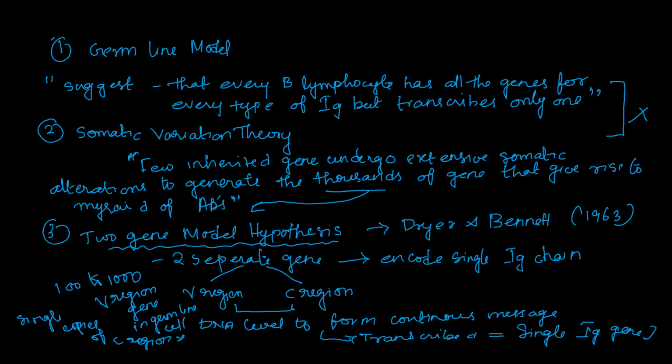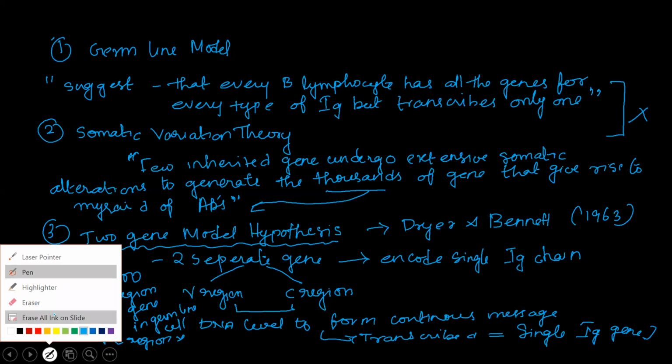Another theory which was put forward was the two gene model hypothesis, proposed by Dreyer and Bennett, and it is quite reasonable. He said that there are two separate genes which encode a single immunoglobulin, one for the V region and another for the C region. But they have to be brought together at the DNA level to form a continuous message, which is then transcribed into a single gene. They also stated there are hundreds of thousands of V region genes in the germline cells, but only a single copy of the C region was found. Now let's move to something more interesting.